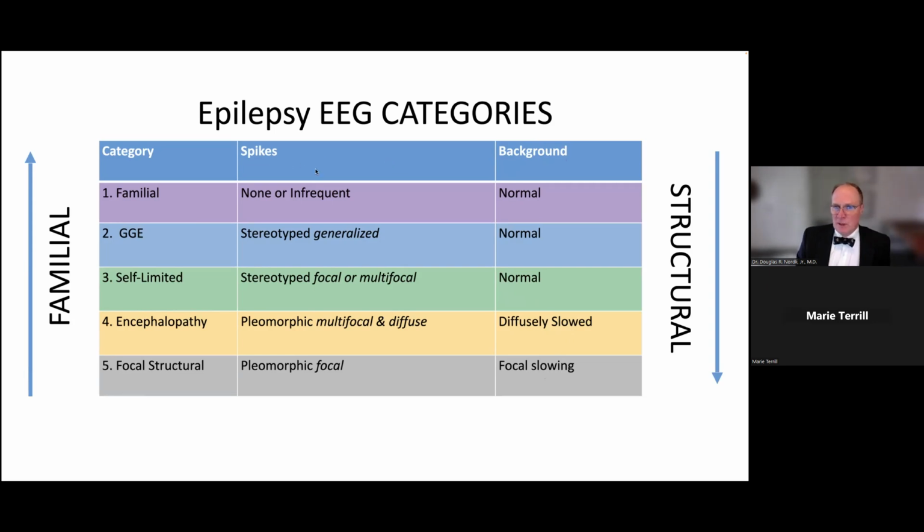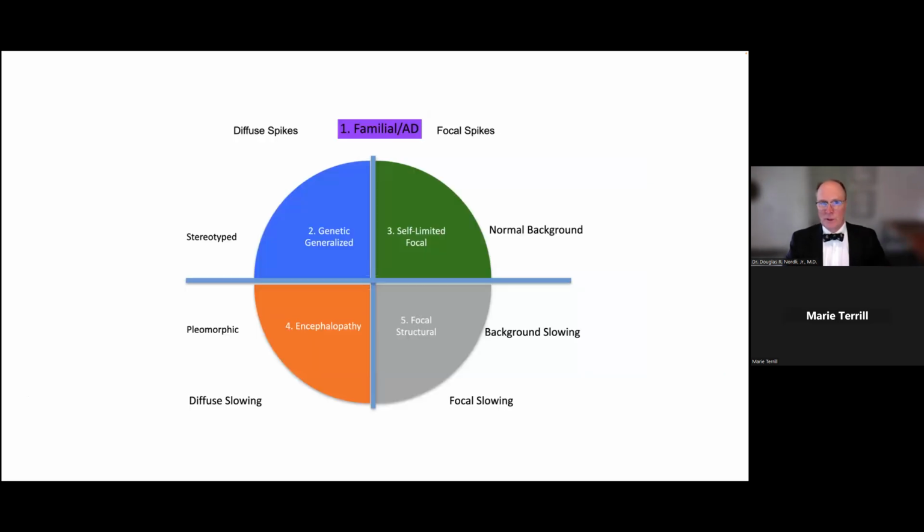In terms of spikes, they're none or infrequent in the first type, which is the familial. They tend to be stereotyped in the next 2 and pleomorphic in the last 2. Later on, it occurred to us that there's a simple way to organize this: put it in a pie chart. So let me see if this helps.